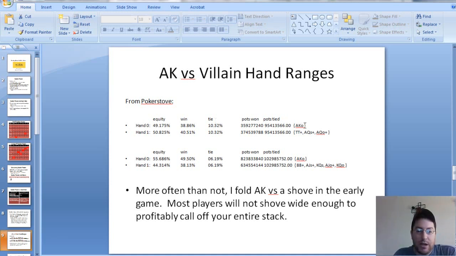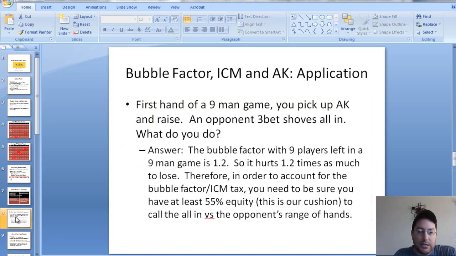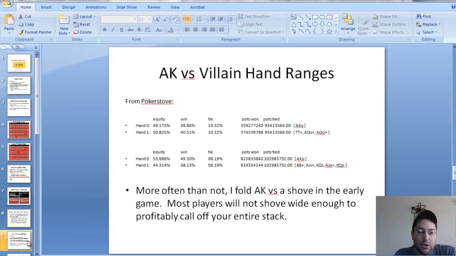You can see versus that range that ace king is not doing very well. It's only got 49% equity versus that range. So if we take this scenario, you don't want to be calling it all in because we need 55%. So what kind of range would justify calling it all in with ace king in the early game?